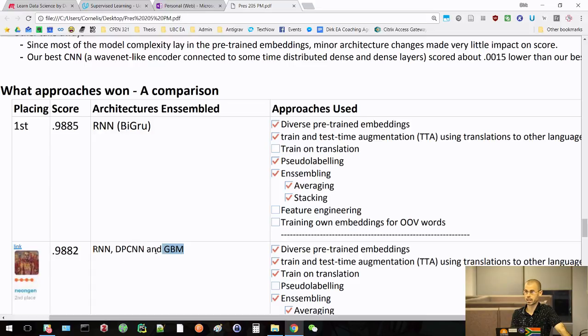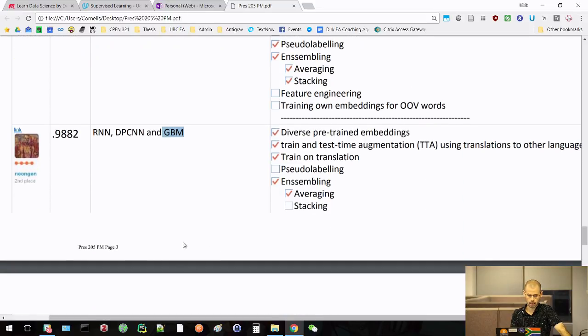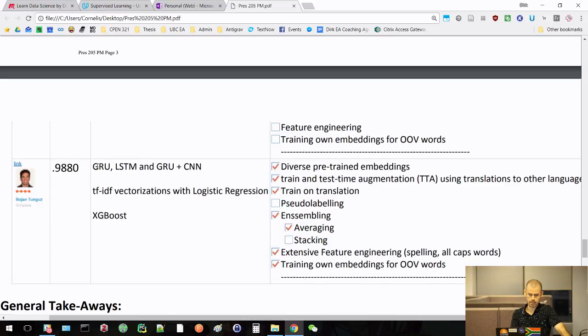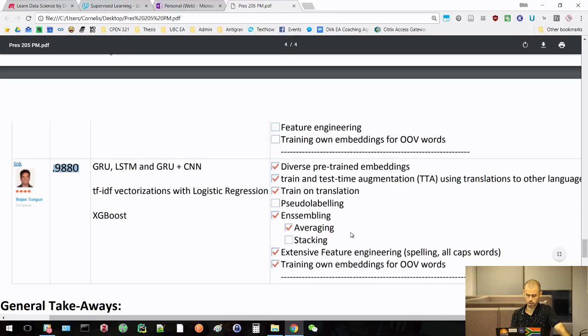So they averaged a variety of different approaches. And third place did even more different things. GRU, LSTM, CNN, they used logistic regression and TF-IDF vectorization, they used XGBoost. But the core of their solution really involved a model that used both LSTMs and GRUs. And that single model was getting 0.9878 from a single model. So I'll talk a little bit more about that.